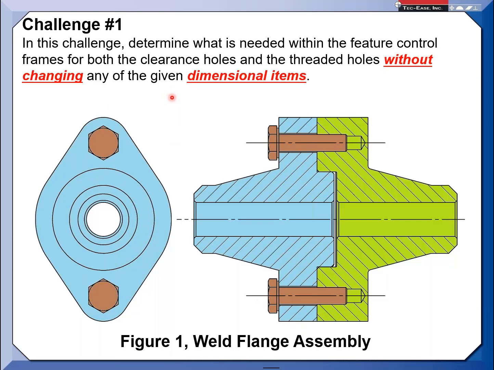The other thing in this challenge, we asked, determine what is needed within the feature control frames. Notice the feature control frames were empty. And we're asking you to determine, for both the clearance hole and the threaded holes, and there was a requirement without changing any of the given dimensional items. So in other words, we're making it clear, whatever is already given, that can't change. Leave it alone. Engineering has already made a determination. These are the values we want. So those were off limits at this point in this challenge number 1.